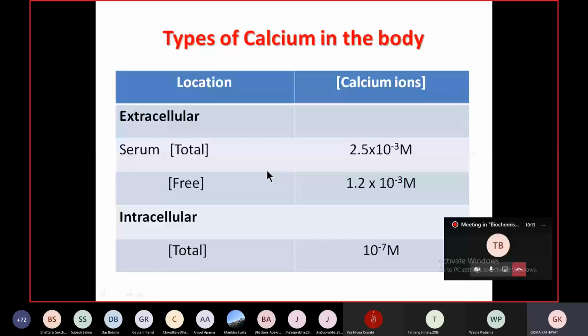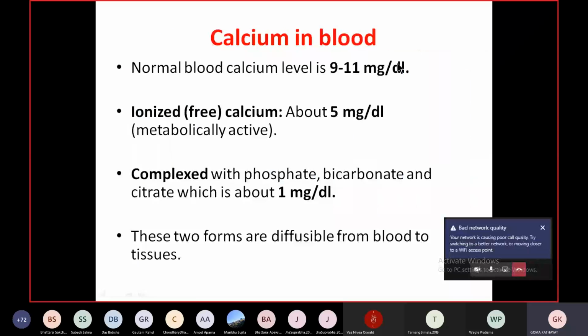And in the plasma, the calcium is distributed either in the form of free or ionized calcium, or bound with albumin or globulin. Normal blood calcium level is within a very narrow range, that is 9 to 11 mg per dl.